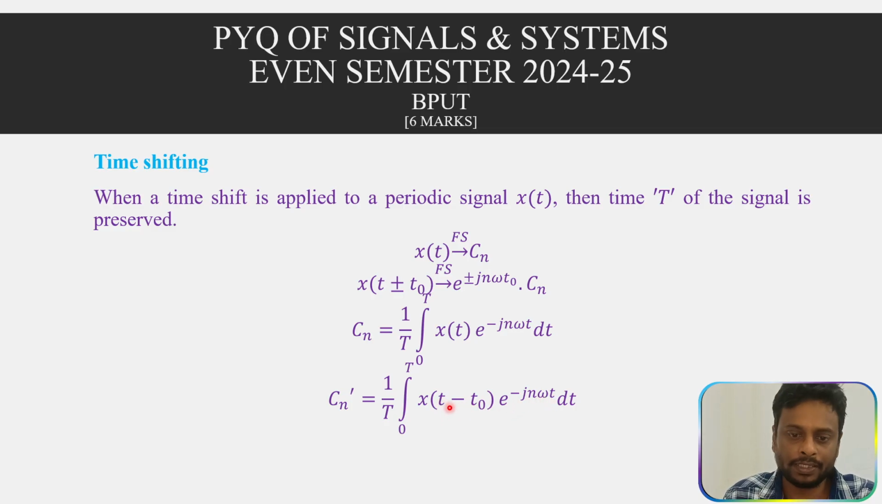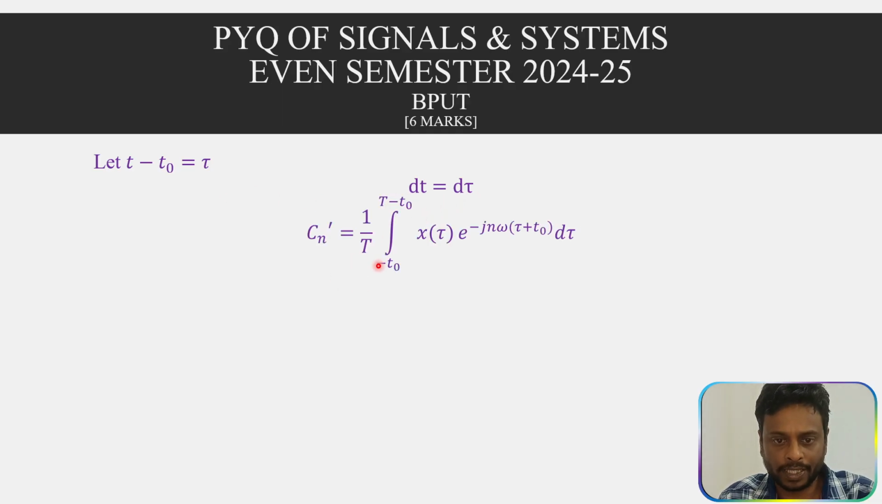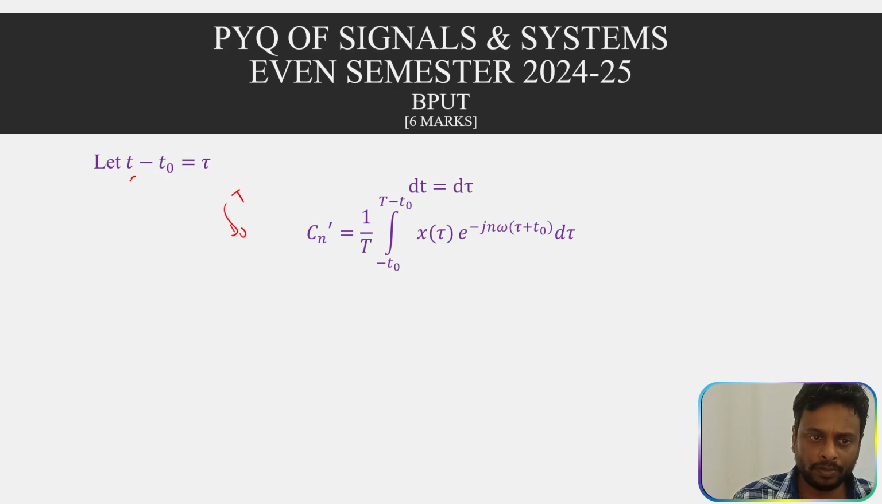So let us take t minus t0 equal to tau. So dt equal to d tau. Let us put that. We can also change the limits. Previously the limit was 0 to T. So if t equal to 0, tau equals minus t0. Similarly, at t equal to T, it will be T minus t0. So the limits are minus t0 and T minus t0.